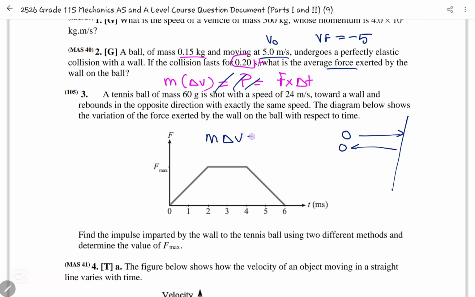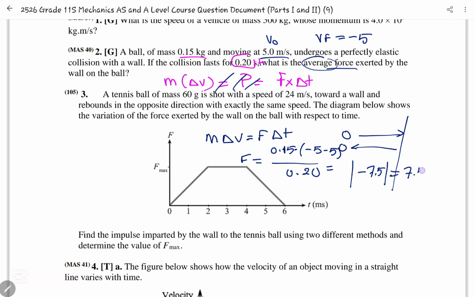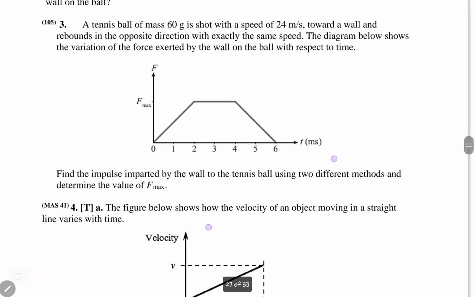So m delta v equals F delta t. So F is equal to the mass, which is 0.15, times delta v, which is basically v final minus v initial, minus 5, divided by the change in time, which is 0.20. Now, usually when they say average force, you need to put your answer in absolute value. So whatever answer I got, -7.5, I put it in absolute value, so my answer is 7.5 newtons, okay? We'll move on to question number 3.